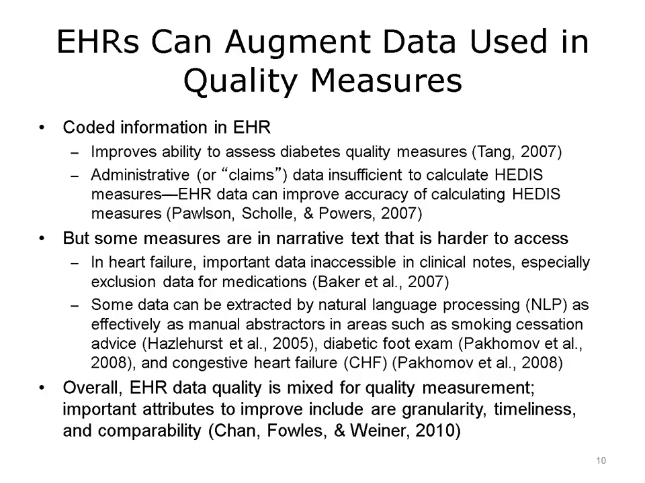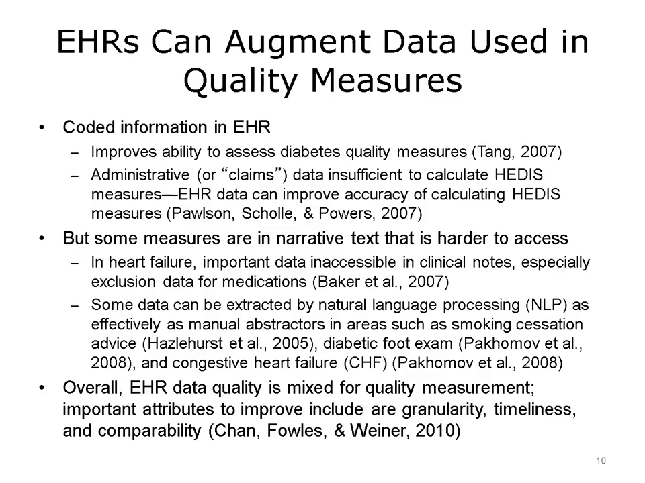Whether or not EHRs are associated with improved quality, it's clear that they can augment the data that is used in quality measures. In fact, today it's really a requirement. There certainly is great value to the coded information contained in an EHR. One analysis by Tang and colleagues found that an EHR significantly improved the ability to assess diabetes quality measures. In addition, administrative data, sometimes called claims data, alone is not sufficient for calculating, for example, Healthcare Effectiveness Data and Information Set, or HEDIS, measures.